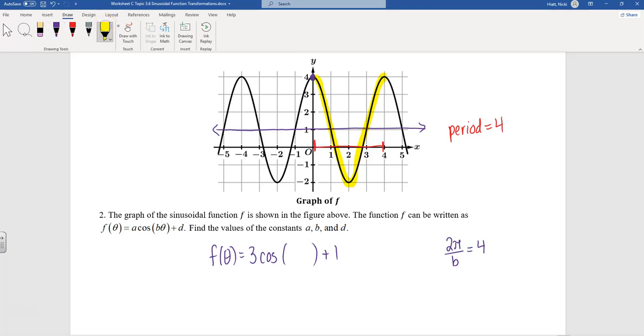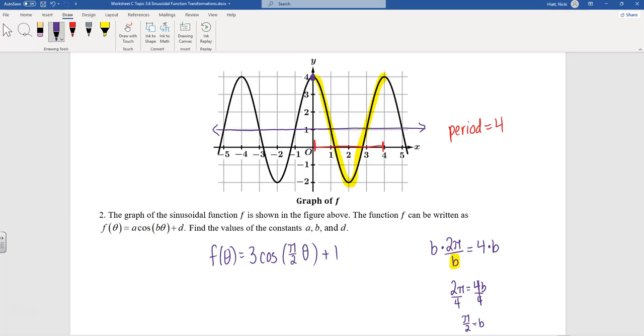I'll get the answer. This one's a little harder to do that, right? So what we can do is solve this little equation for B. To do that, we would multiply both sides by B. So 2 pi would equal 4B. And then we would divide by 4. And that will reduce to pi over 2 for our B. So we get pi over 2 times theta right here.